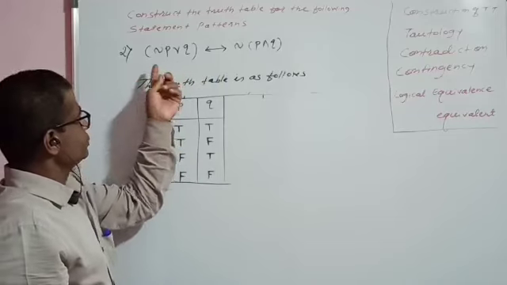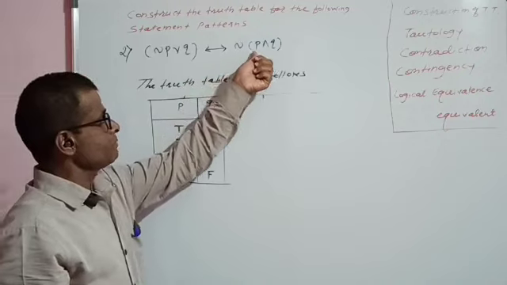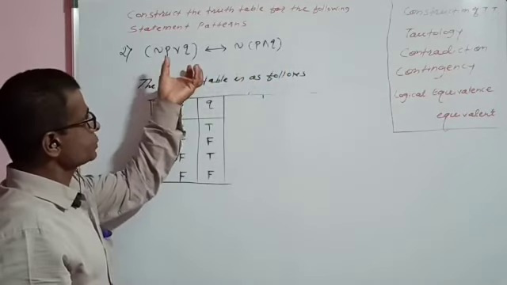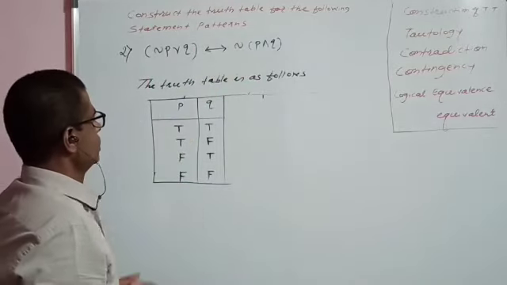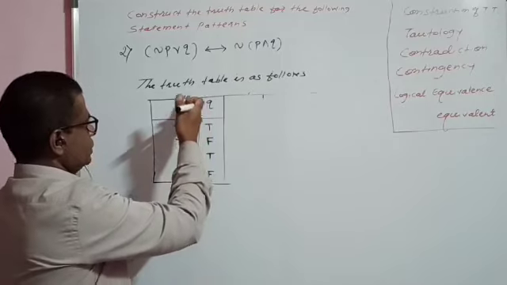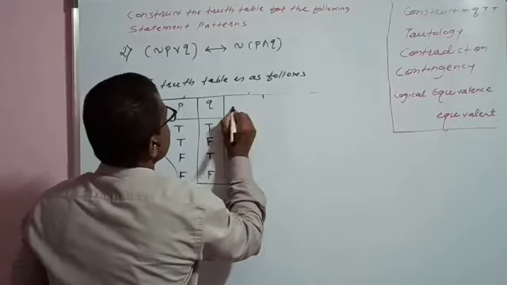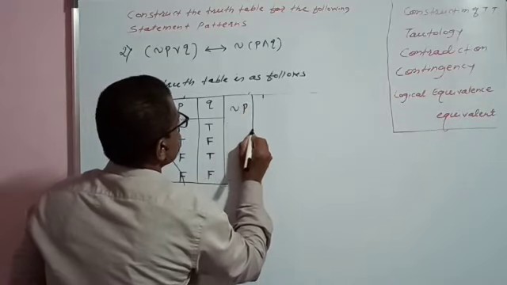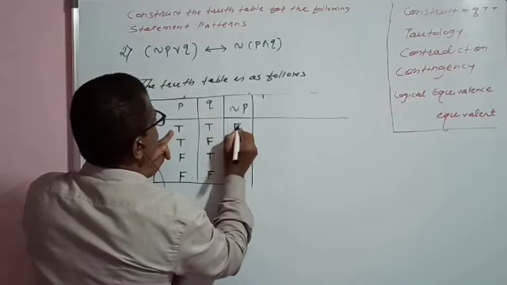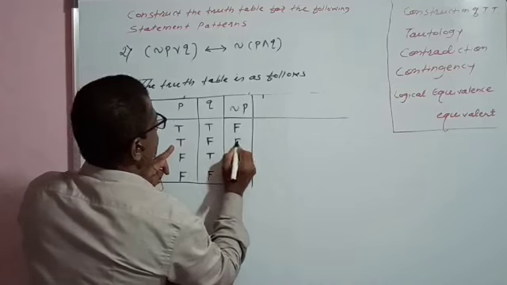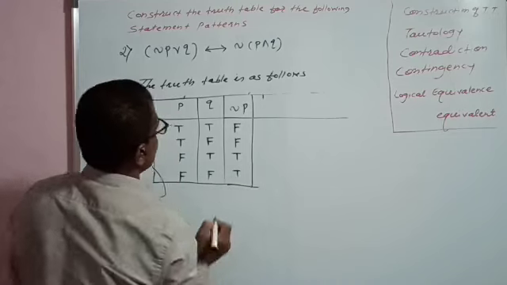The second statement pattern is negation of P disjunction Q, biconditional, negation of P conjunction Q. Again, in this statement pattern, two statement letters are present. One is P, another is Q. So the truth table is as follows. Statement P, statement Q, then negation of P. The truth value of P is true, so its negation is false. Negation of T is false. Negation of F is true. Negation of F is true.